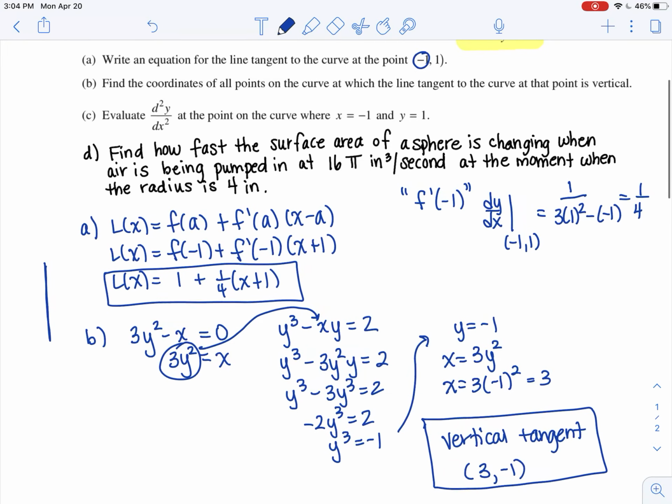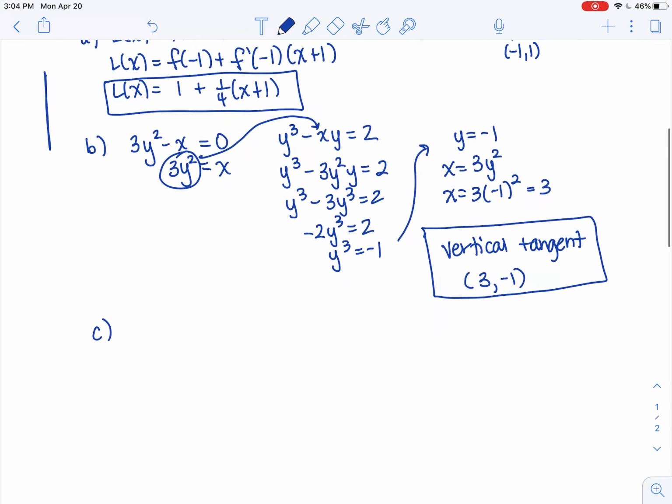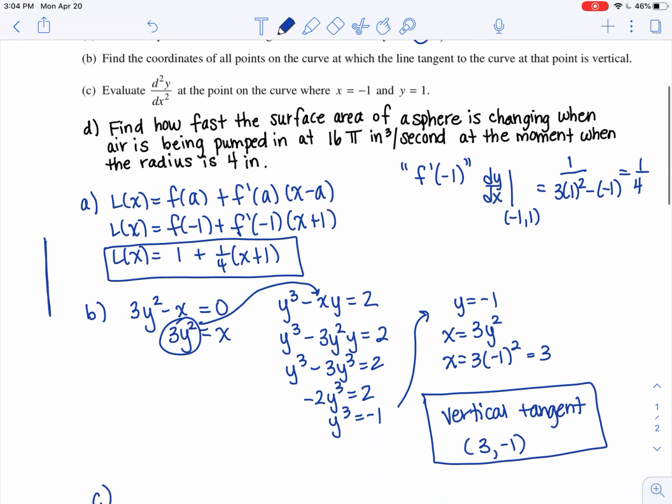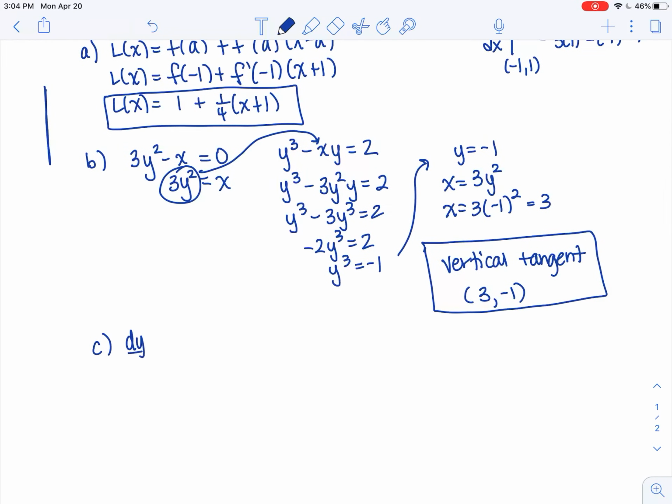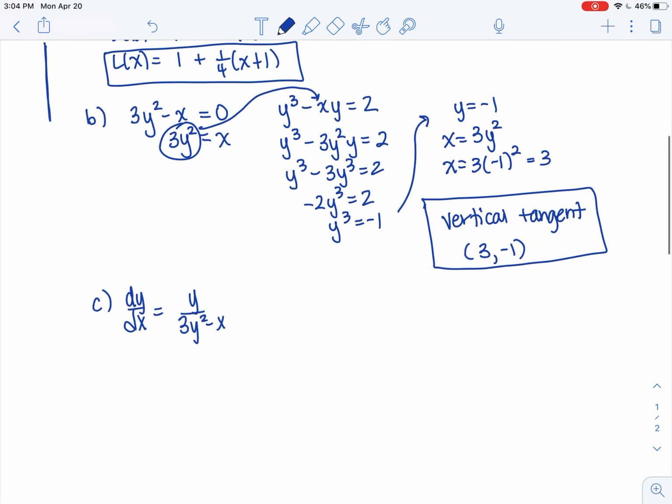Part C says find the second derivative at the point on the curve where x equals negative 1 and y equals 1. So take your first derivative, so that was dy dx equals y over 3y squared minus x. Okay, I need to now take the derivative of this derivative, and remember, this is still an implicitly defined curve, which means that you have to follow up with dy dx, dx dx, and notice that it's a quotient, so you're going to have to do the quotient rule here.